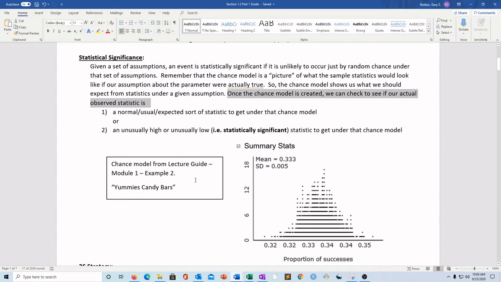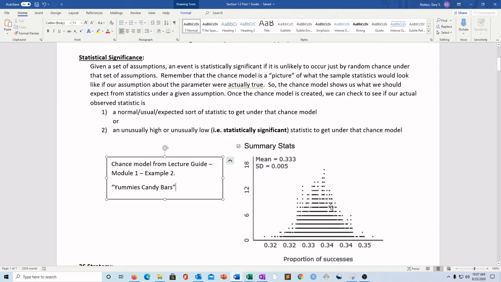So as an example, remember from the last module we were doing Yummies candy bars. So we were asking the question, well, is Yummies kind of just the same as the others? Are people just randomly picking which candy bar to get out of the 3? Or does Yummies seem to have better than just the 1/3 of all of the purchases? Do people seem to prefer Yummies more? That was our question, right?